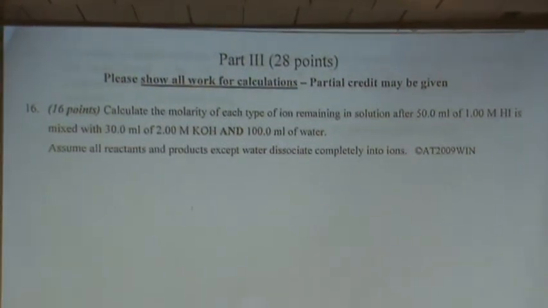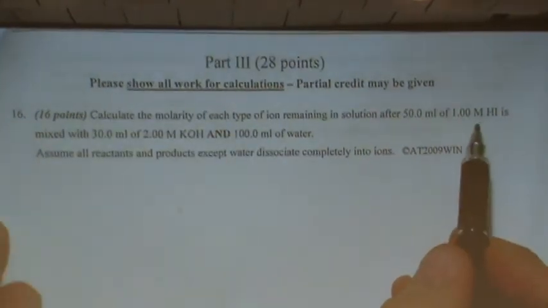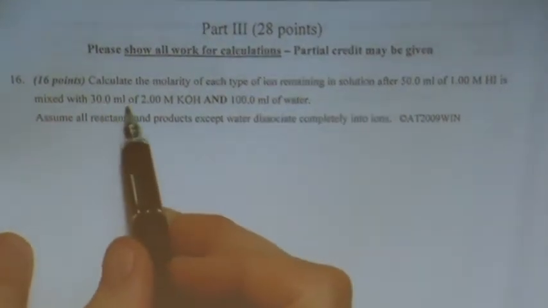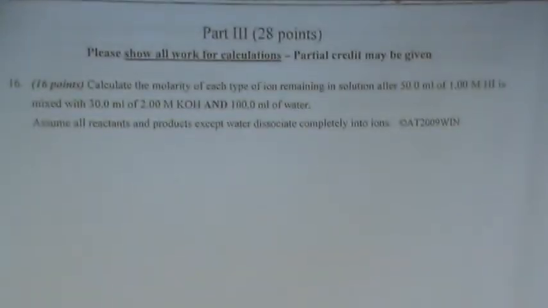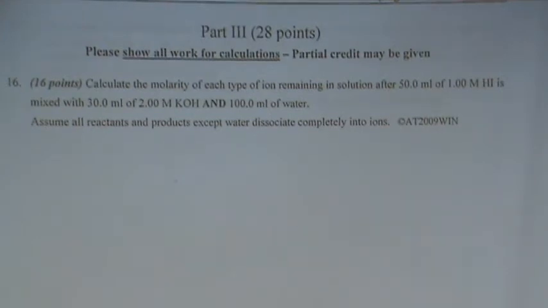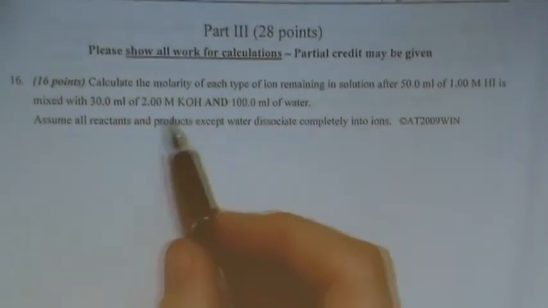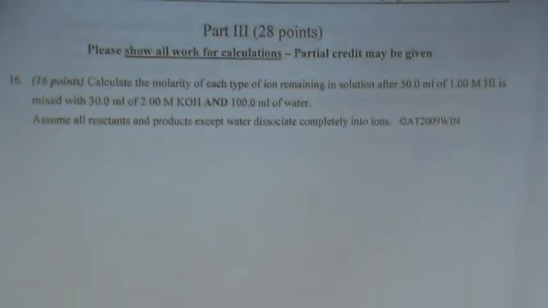Calculate the molarity of each type of ion remaining in solution after 50 milliliters of hydrogen iodide, 1 mole per liter, is mixed with 30 milliliters of 2 moles per liter potassium hydroxide, and after that, when you mix these two solutions, on the top you add what? 100 milliliters of water. You dilute it. The reaction mix will dilute it. You put more water. Okay. Assume that these reactants, potassium hydroxide and hydrogen iodide, dissociate completely into ions. Don't have molecules or formula units, right? Ions.